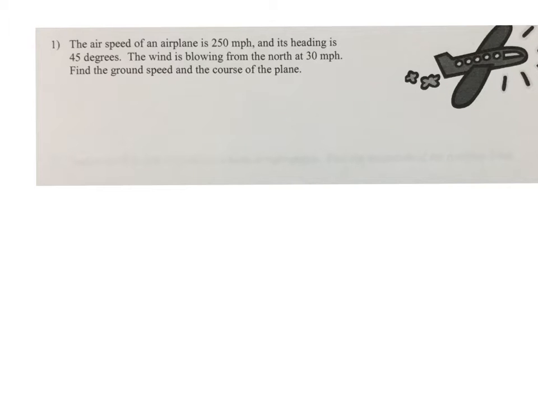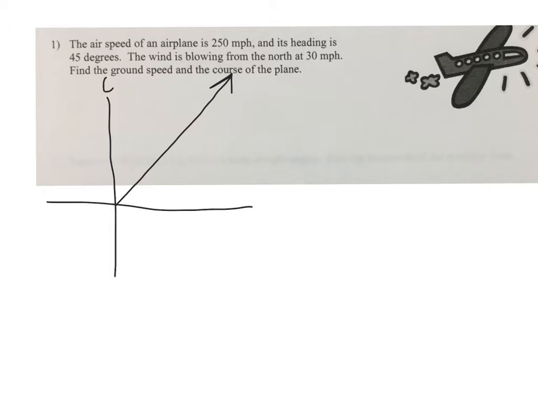So here we have a vector application problem where we have an airplane that is going in a certain direction and a wind that is going in another direction. So let's draw this. The airplane is at 45 degrees from due north, so 0 degrees is here, east is 90 degrees, so 45 degrees is exactly northeast. And it's going 250 miles an hour, by the way.